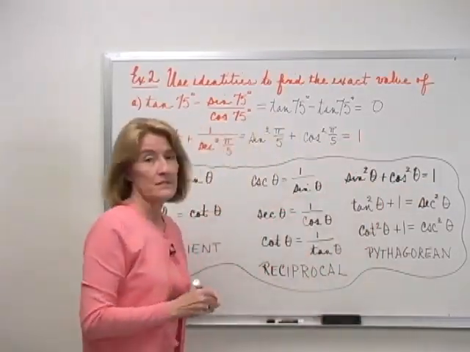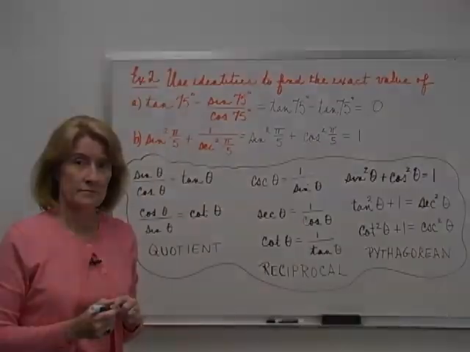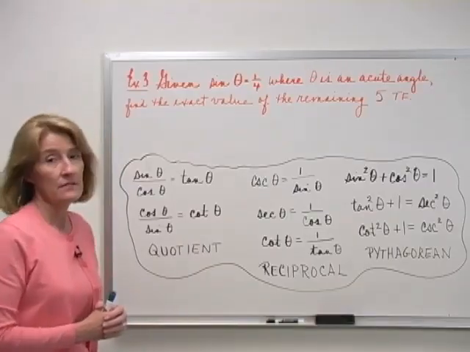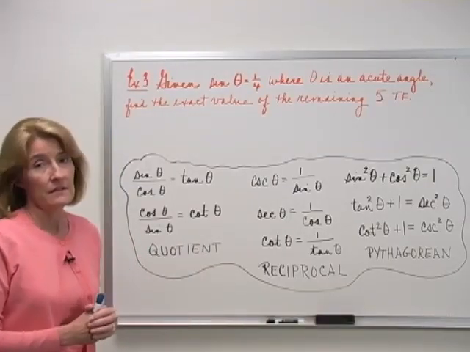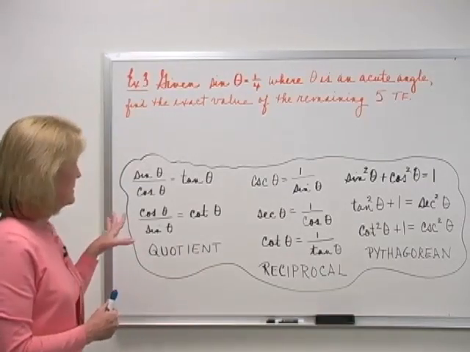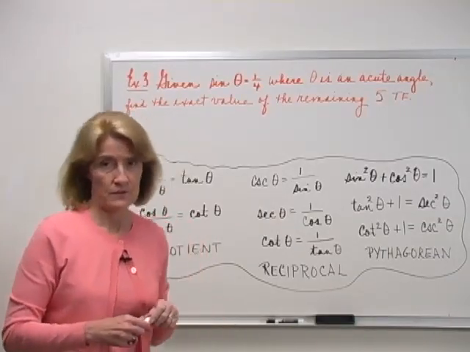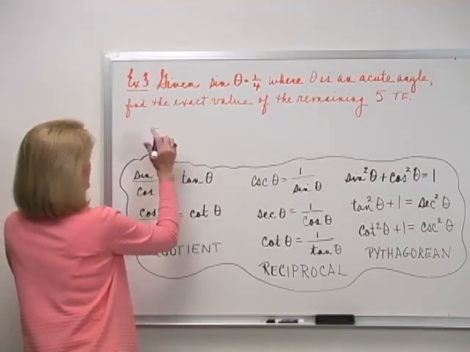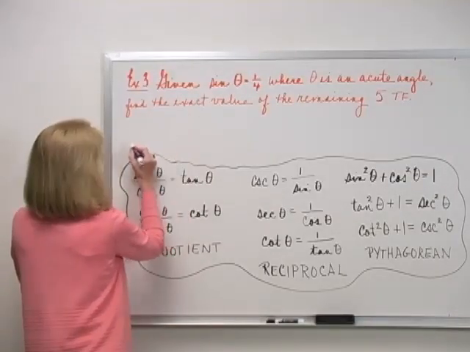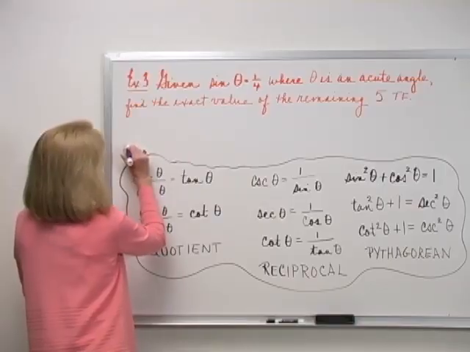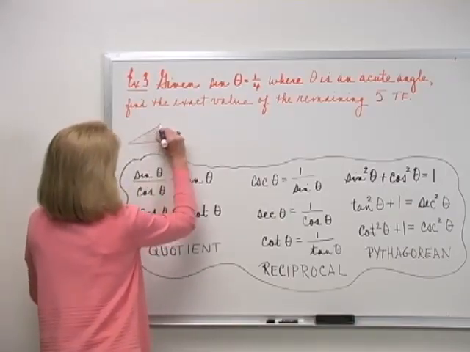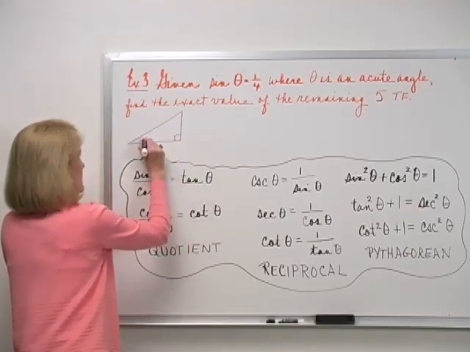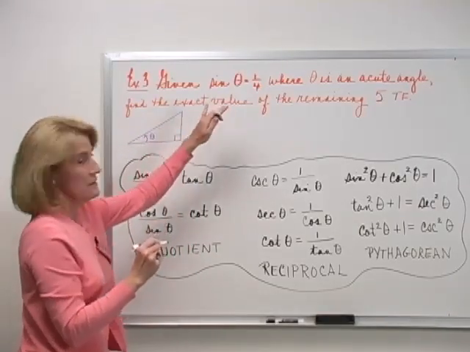All right, let's look at another example of how we use these identities. Example 3. Given that the sine of theta is 1/4 and that theta is an acute angle, find the exact value of the remaining 5 trig functions. All right, so let's take a look at what we have. So we have a right triangle. We know that because we're using trig functions, and of course they are trig functions of right triangles. So we have a right triangle. Let me just draw a little bitty one right here, just enough to label the sides. Here's angle theta, and the sine is 1 divided by 4.